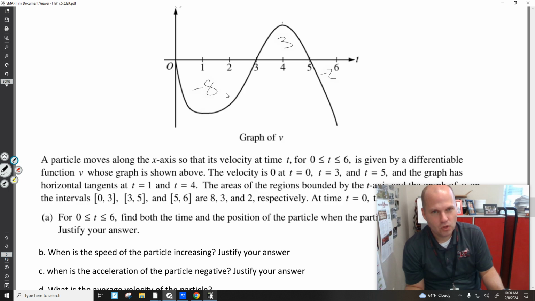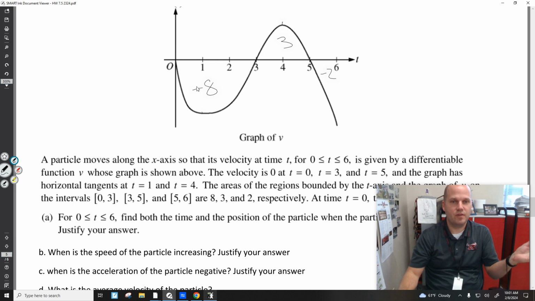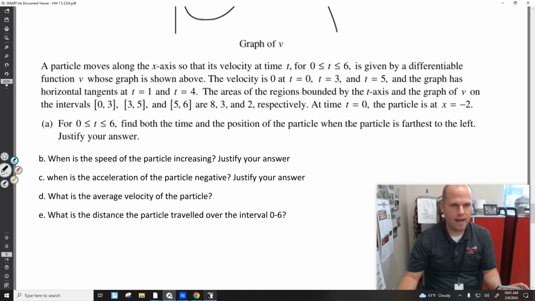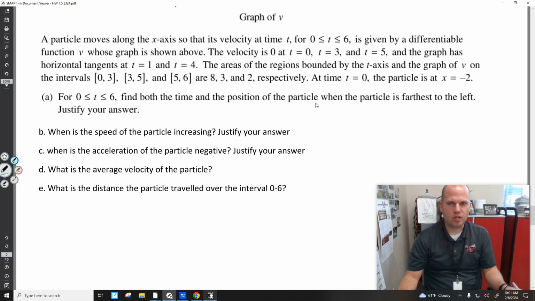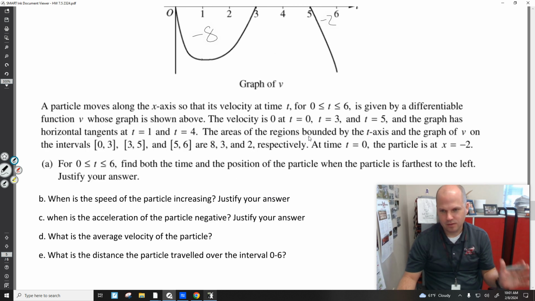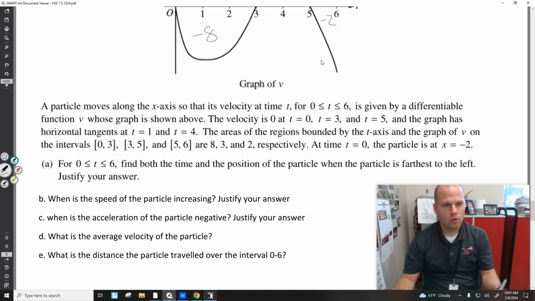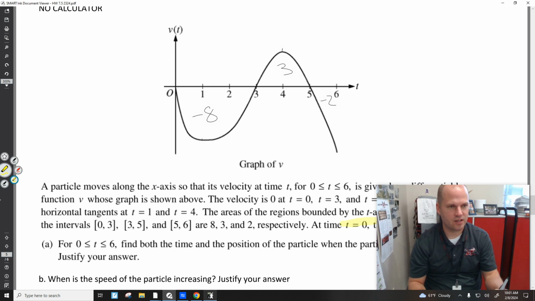All right. So areas are positive. Accumulations of negative values will be negative. Okay. So cool. A. Find both the time and position of the particle when the particle is furthest to the left. Justify your answer. They're starting right off the bat with the key problem. So let's just break out our full sign analysis.